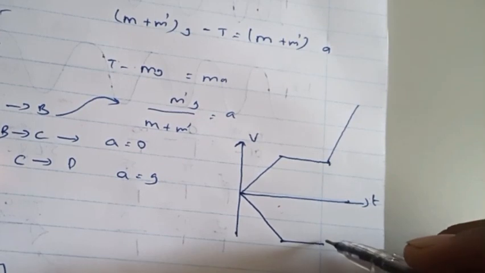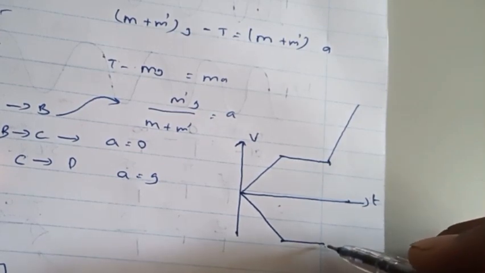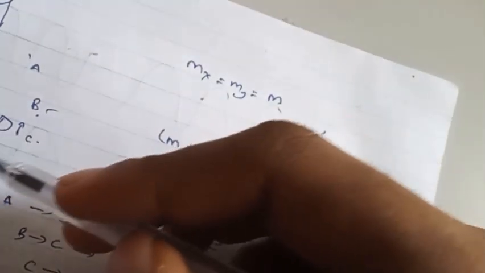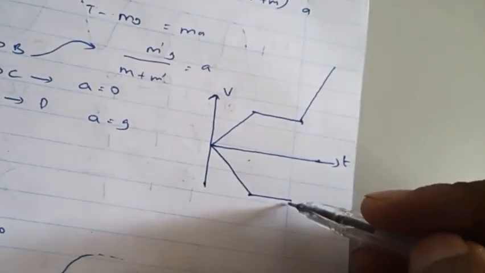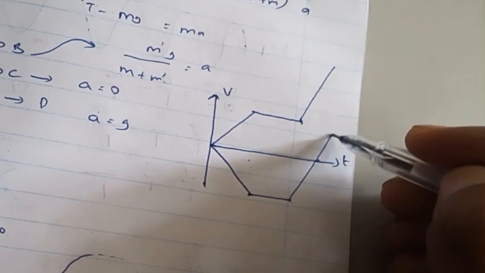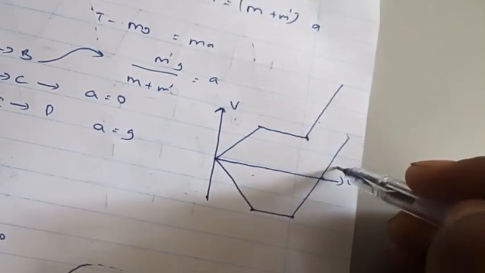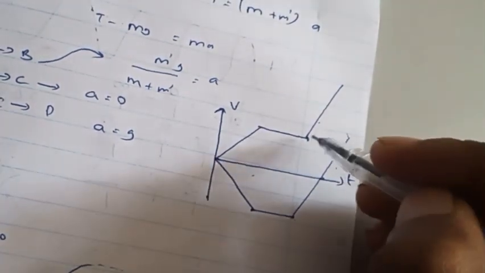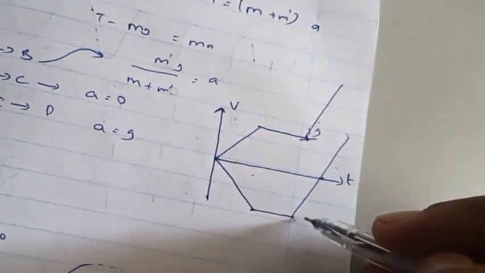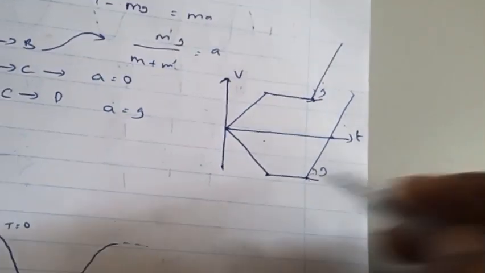right? Now Y used to move under gravity. First of all, it used to move in the upward direction and then in the downward direction. So this way. Now you should understand these two have to be two parallel rays, because the gradient is going to be g, right? So this is going to be our answer.